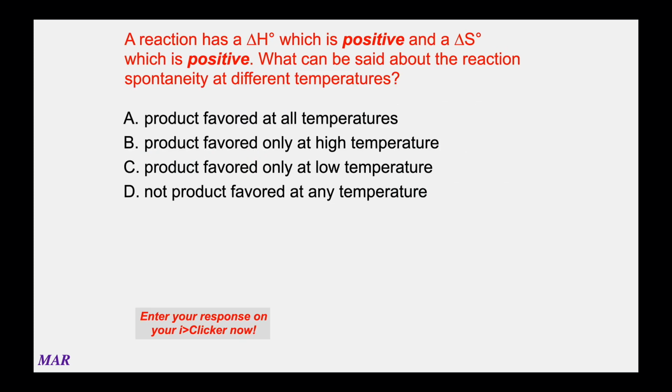We have a reaction which has a positive delta H and a positive delta S. And what can we say about the reaction spontaneity at different temperatures? Okay, before we get into the answers, we're going to go back. Delta G equals delta H minus T delta S. That's going to be the equation we want to use here. And if it's talking about reaction spontaneity, spontaneity means delta G. If it's spontaneous, delta G will be negative, okay? So you have 4 possible answers there. See if you can use this information to see which one is the best fit.